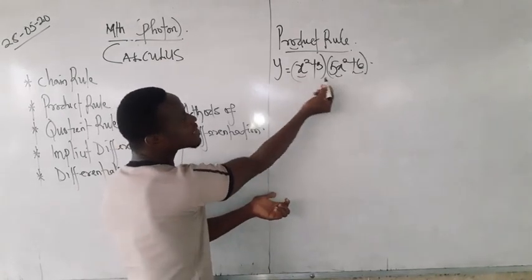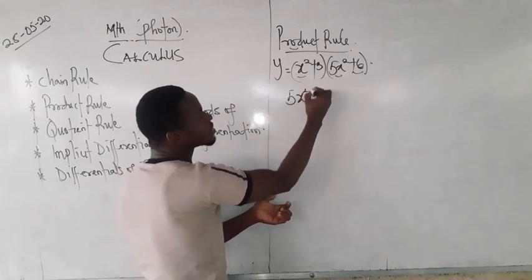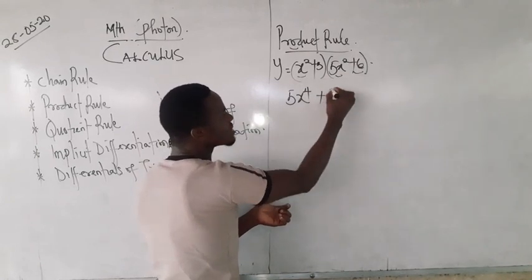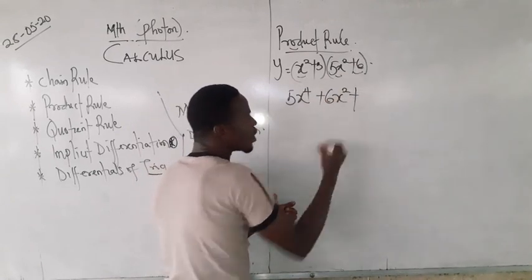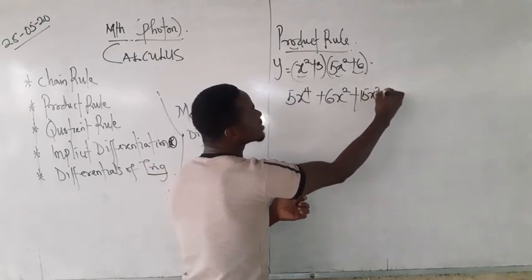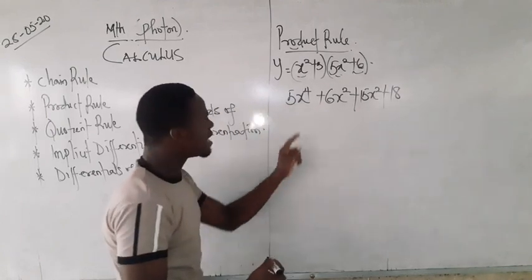Let's go. x squared times 5x squared will give us what? 5x to the power of 4. Plus x squared times 6 will give us what? 6x squared. Plus 3 times 5x squared will give us what? 15x squared. Plus 3 times 6 will give us what? 18.